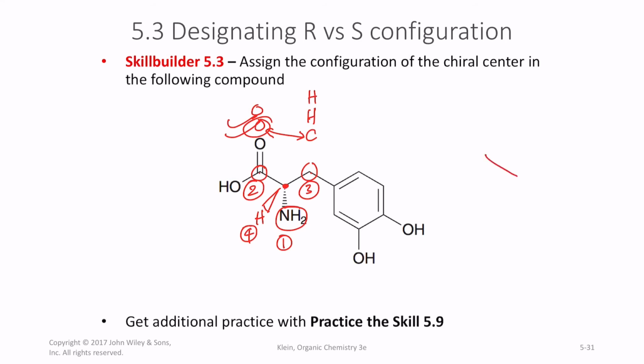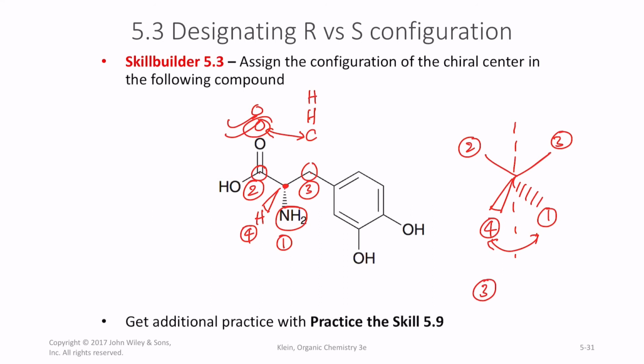So now write down the structure. You have 2 here, 3 here. On the dashed part you have 4. On the wedge part you have 1. Now 4 is to be in the back, which means that we rotate it horizontally. So when you rotate it horizontally, flip the numbers. So basically 3 comes on this side, 1 comes on this side, 2 goes on the other side. Sorry, 4 goes on the other side.